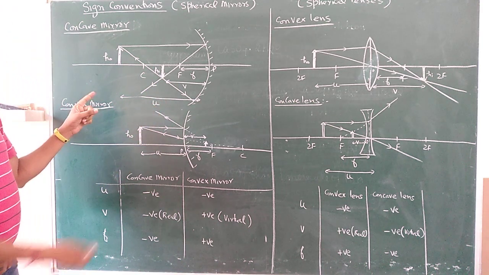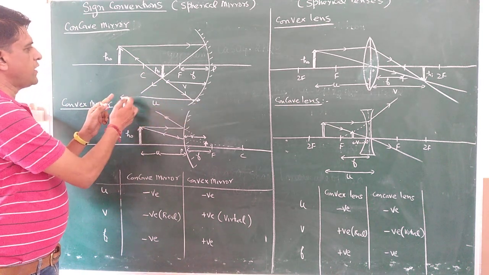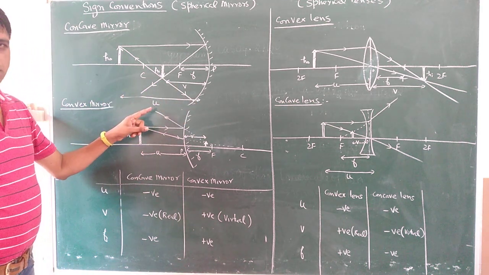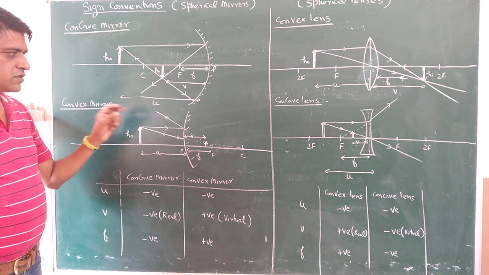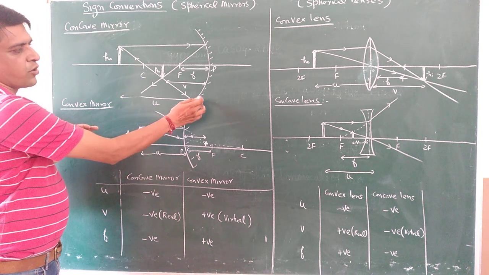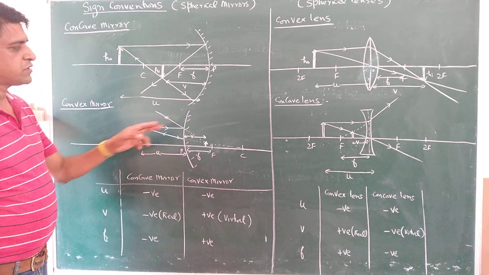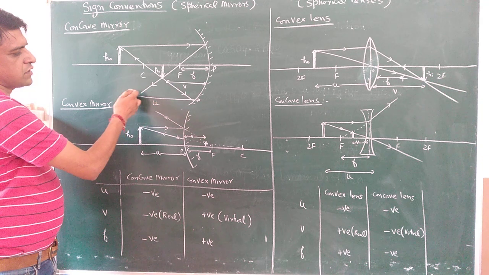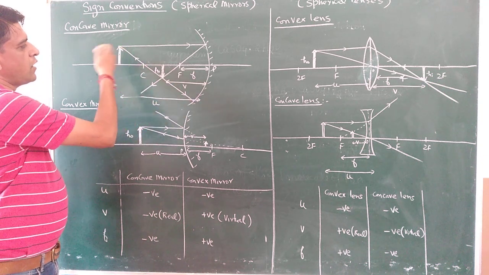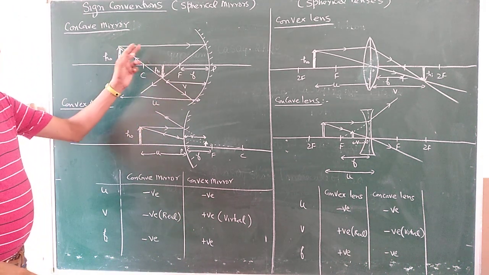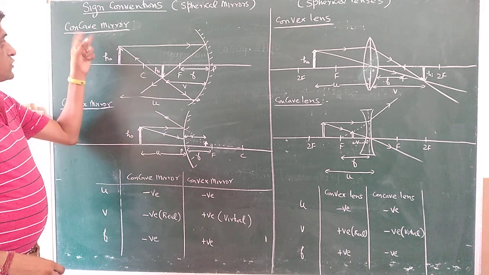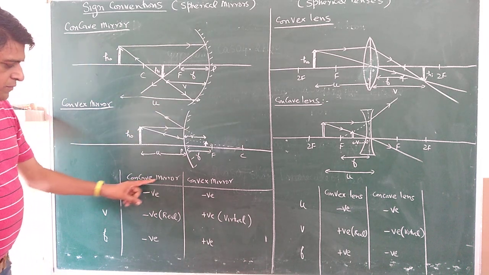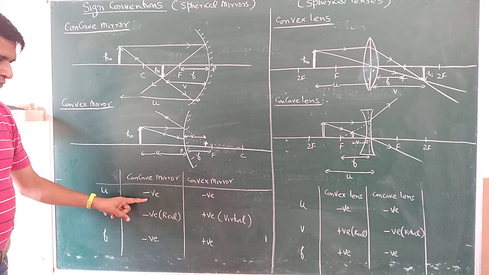Suppose the distance between the pole and the object is u, that is, object distance, and object distance is measured from pole. All the distances must be measured from pole only. That's why we will move from this to this, and we are moving in the opposite direction of the incident ray. That's why in case of concave mirror, object distance is negative.